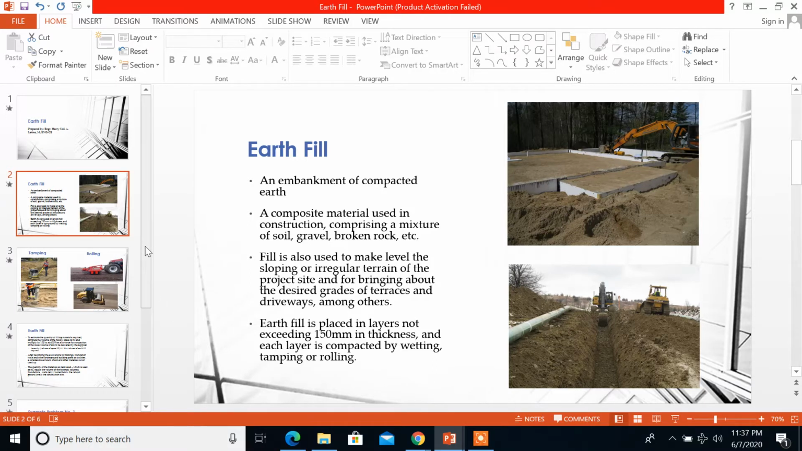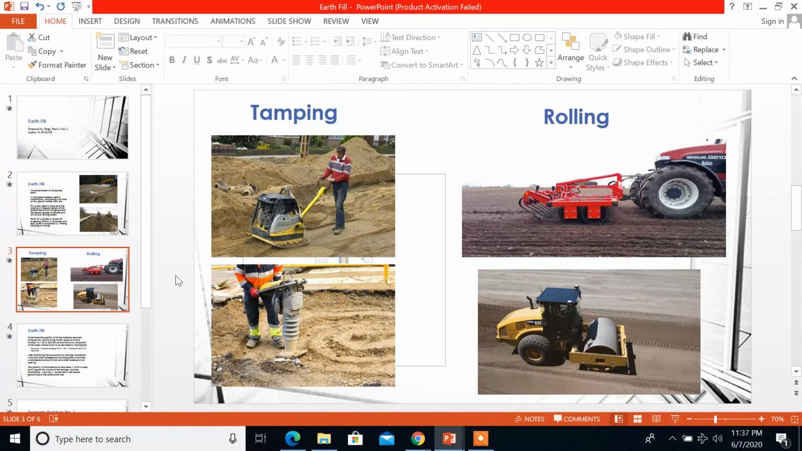Examples of activities with regard to earth fill: here is an example of the tamping activity, then at the right side is the rolling activity.